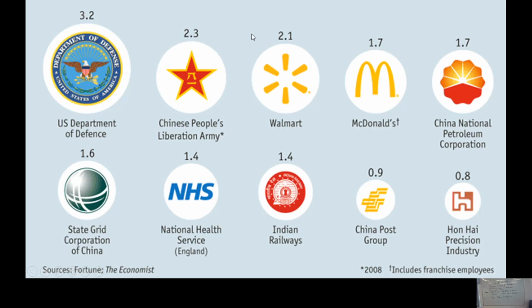Okay. Just some examples of huge businesses or huge employers globally. Biggest employer globally is the US Department of Defense, 3.2 million people employed there. Chinese People's Army, 2.3 million people. So beyond that, you've got Walmart in terms of the first large private organisation, McDonald's 1.7 million, the China National Petroleum Corporation 1.7, State Grid of China 1.6, and then there's our NHS 1.4. So not as large population-wise as America or China, but in terms of large employers globally, the NHS is one of the largest.